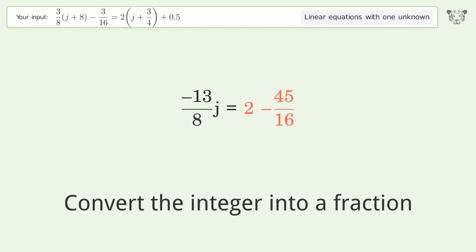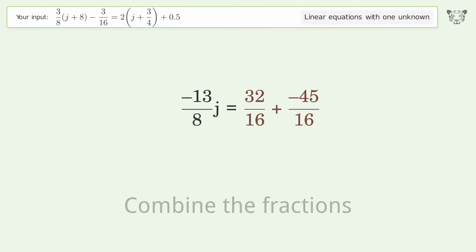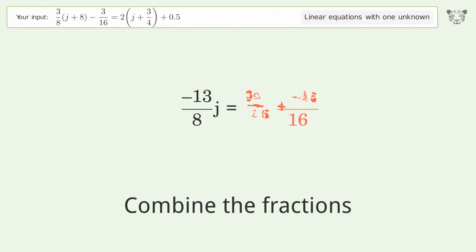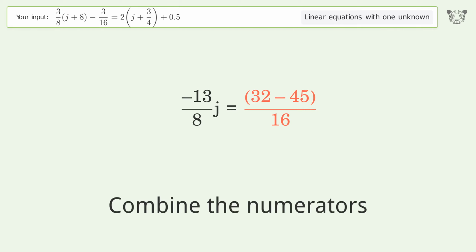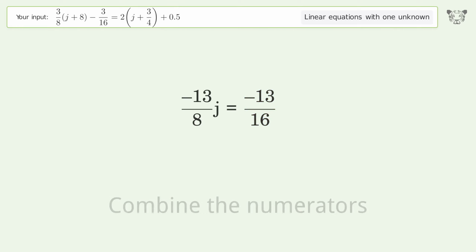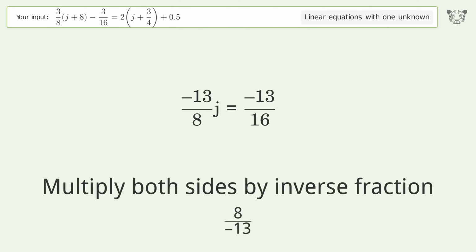Convert the integer into a fraction. Combine the fractions. Combine the numerators. Isolate the j. Multiply both sides by inverse fraction 8 over negative 13.